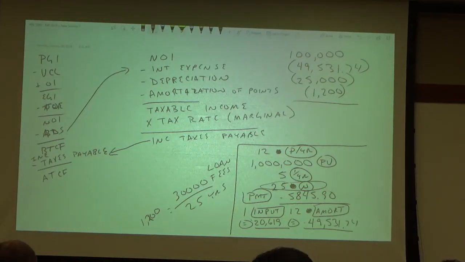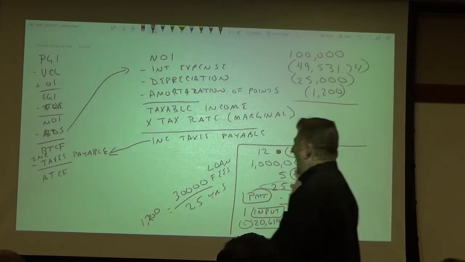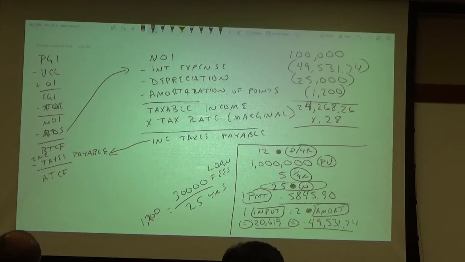Okay, so 100,000 minus 49,531.74 minus 25,000 minus 1,200. That leaves us with taxable income of 24,268.26, and then let's say their tax rate is 28%. That means the income taxes payable would be 6,795.11 for that year. Does that make sense?